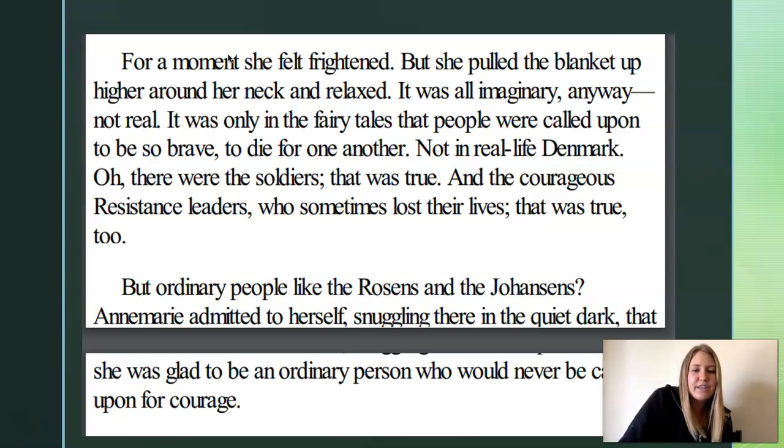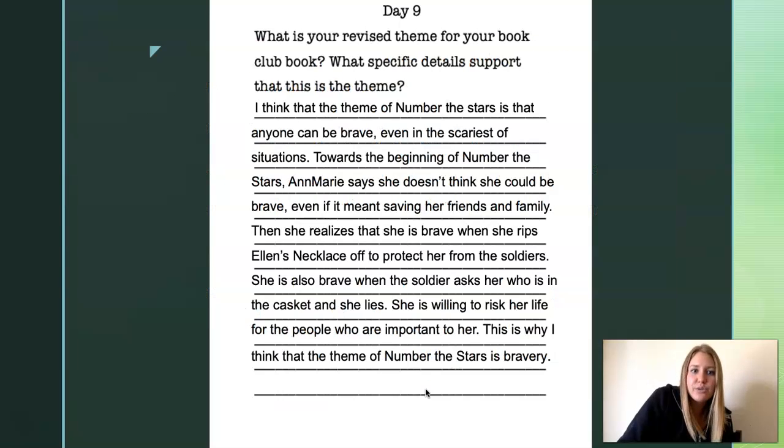So this is, I think, the first moment in the book where I thought, oh, Anne-Marie might be brave later in the story, because here she is saying she doesn't think that she could be brave. She doesn't think that if she was in a situation where she needed to be brave for other people, she'd be able to do it. That's how she changes throughout the book. So here is my answer, and I'll show you where my theme statement is and then where my pieces of evidence are. For your book club question today, it's what is your revised theme for your book club book, which just means that it shouldn't be the exact same as your first theme.